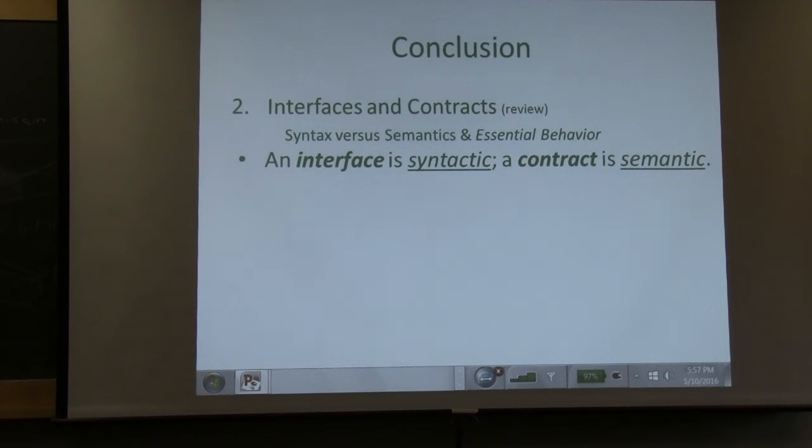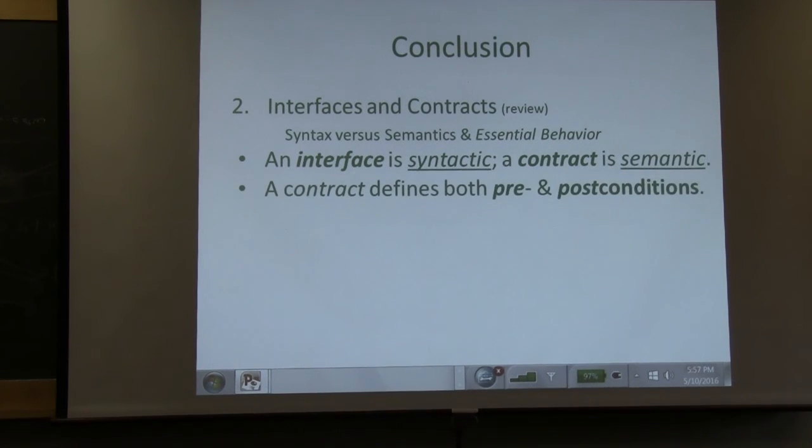Interfaces and contracts. An interface is syntactic. A contract is semantic. We write contracts for human beings. The contracts we write for human beings are the most complete, and then we will be able to introduce some checking, and from what we are able to do, we will choose to implement some subset of that and actually check it.